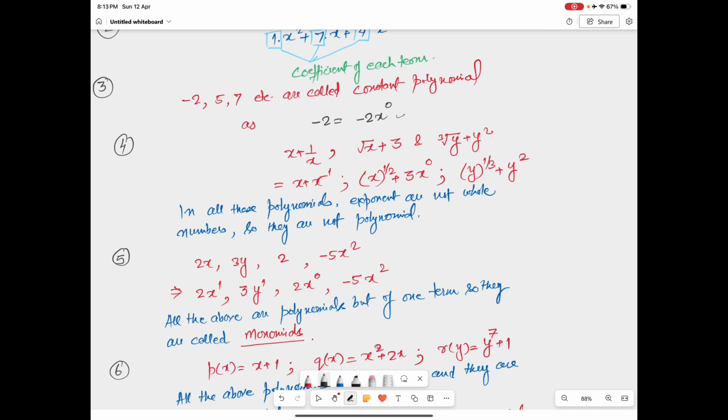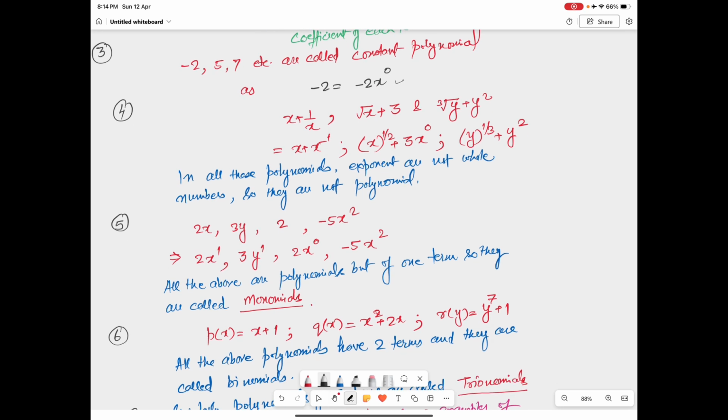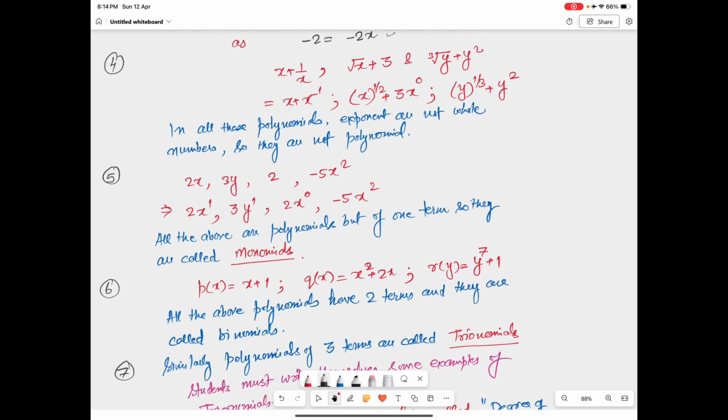The fifth point: suppose there are 2x, 3y, 2 and minus 5x square. I have written four polynomials. I can express them like 2x to the power 1, 3y to the power 1, so that you understand that these are all polynomials. All the above polynomials have only one term, so we call them monomials, meaning there is only one term in each.